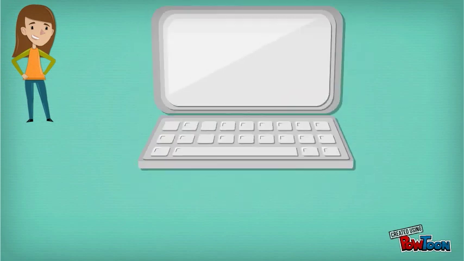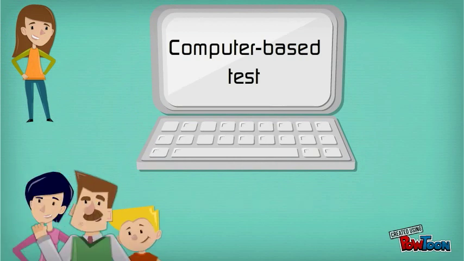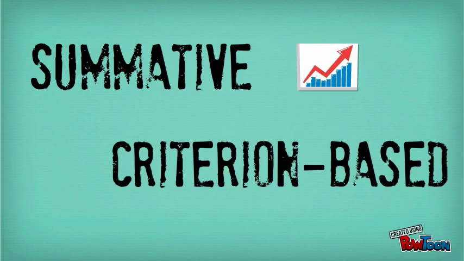PTE Academic is a computer-based test which focuses on real-life English used in academic surroundings. The student will listen to a variety of accents, a language which they will encounter at English-speaking higher universities. It is summative because it evaluates the results of a process, and criterion-based because the result of the students is based on a score scale which ranges from 10 to 90 points.